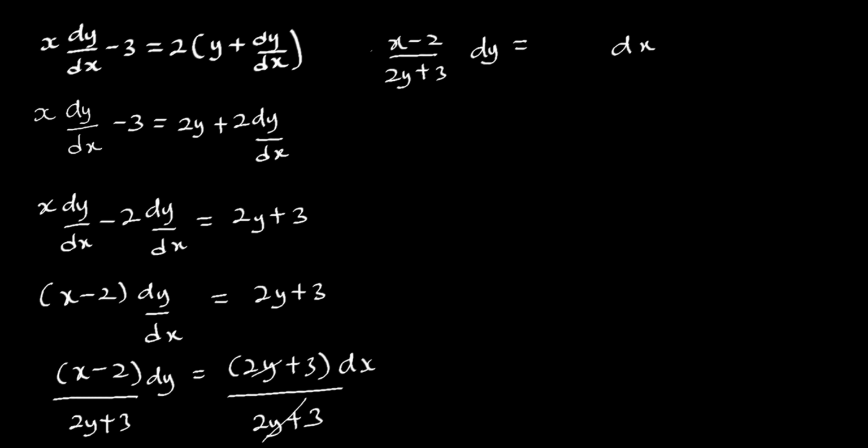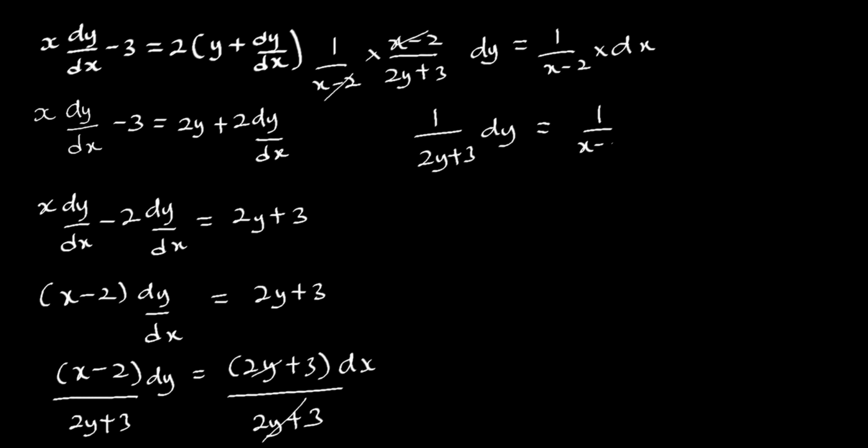Okay, so what I'll do is that I will multiply both sides by 1 over x minus 2. I'm going to have 1 over x minus 2 here, okay, so that this can cancel out this. So then you are going to have 1 over (2y plus 3) dy equals 1 over (x minus 2) dx. So this is what you have. So now we are done with the separation of the variables. So now we can integrate to get our general solution. Let's look at how we are going to do this.